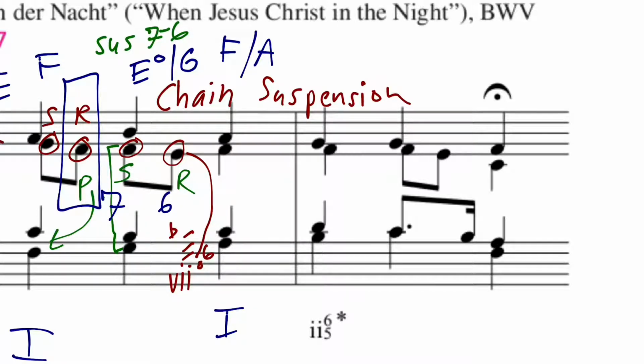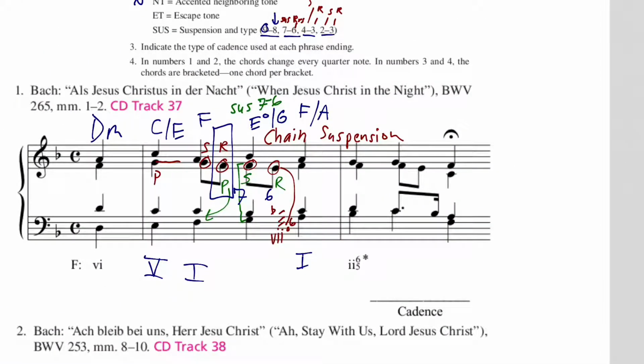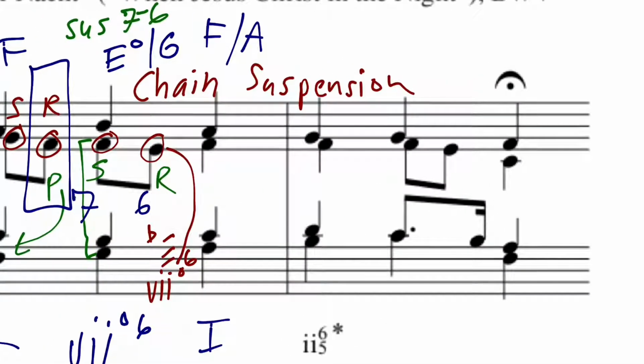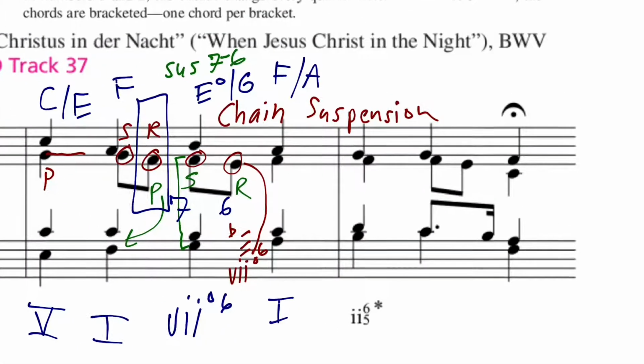Oops, we forgot to write the other one, didn't we? This is 7 diminished in first inversion. So F chord, nothing going on really in that.